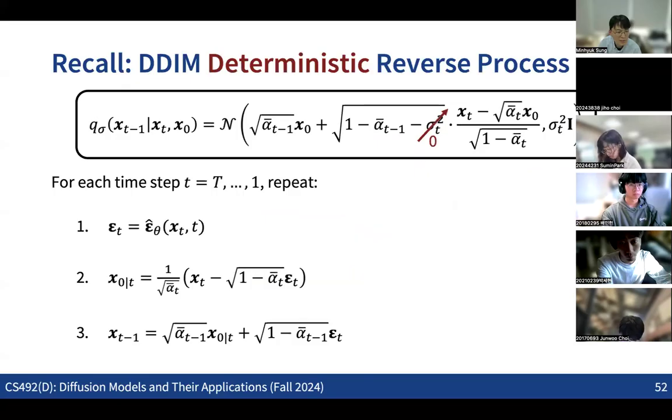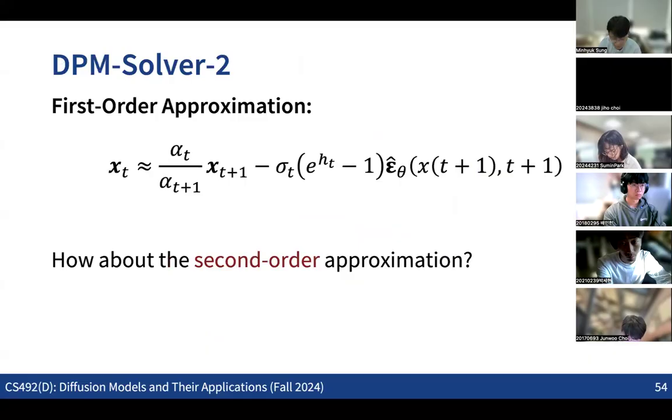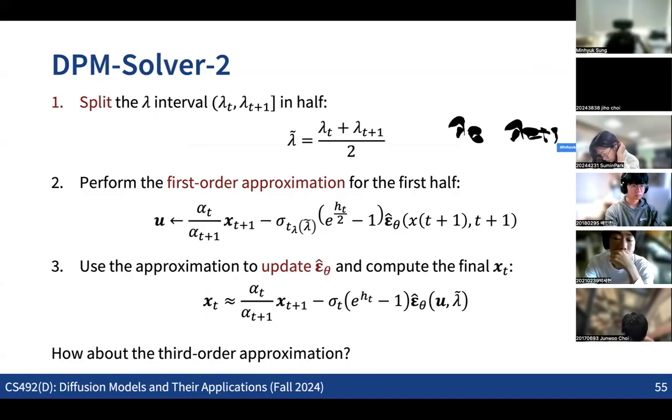So this was also an example of the first order approximation, which is assuming that this epsilon, the noise expectation output, will be constant in the range from t to t plus 1. But what can you do in terms of a higher order approximation? One way that we can do a higher order approximation is to first split the range from lambda t to lambda t plus 1 into half.